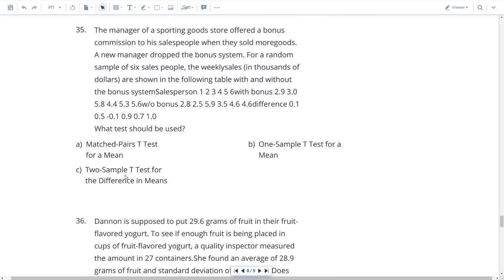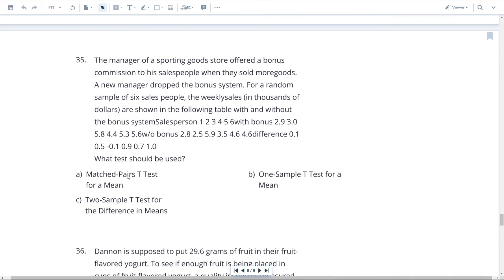Let's look at number 35. The manager of a sporting goods store offered a bonus commission to his salespeople when they sold more goods. A new manager dropped the bonus system for a random sample of 6 salespeople. Man, that sounds familiar. It's almost like you had a free response on this. For a random sample of 6 salespeople, the weekly sales are shown in the following table. I know the formatting was messed up. I apologize. With and without the bonus system. Salespersons 1 through 6 with the bonus and then without the bonus, and their differences. What test should be used?